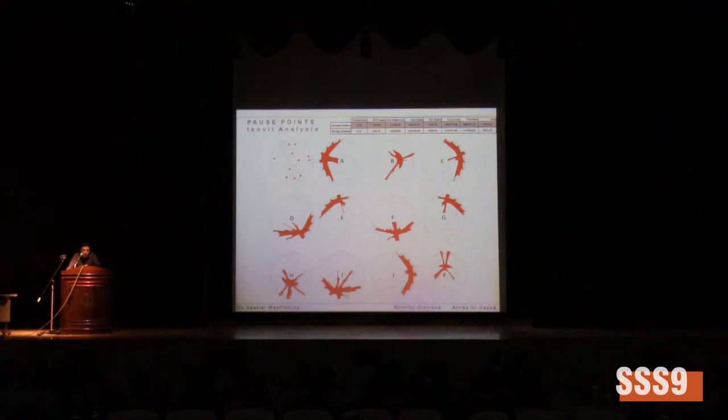Also, I was looking at how those pauses are related to the isovist properties. Again, I found some clear relation between the isovist properties, or perimeters, of those points, and also the minimal radius. So the minimal radius was always 2 times the average minimal radius of the building. The perimeter was 3 times the average isovist perimeter of the building, and also the area.